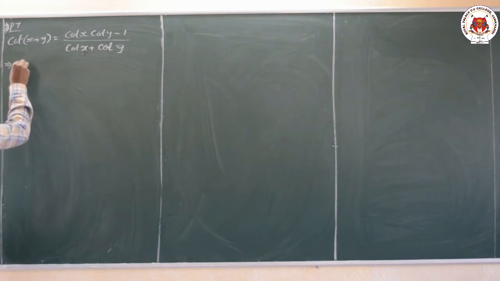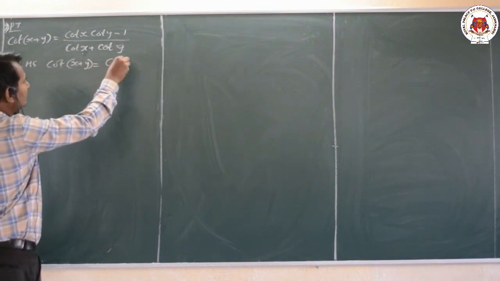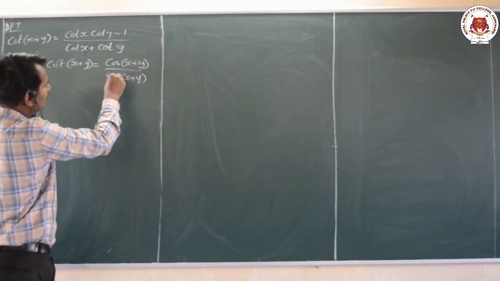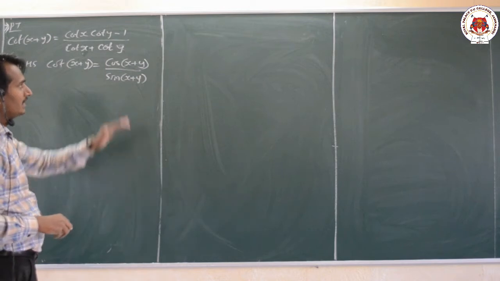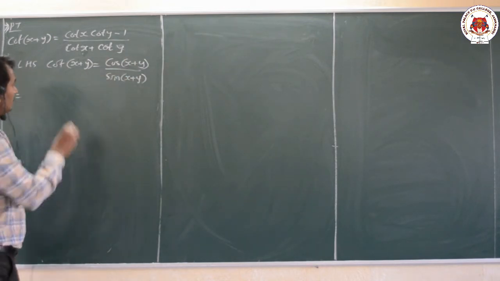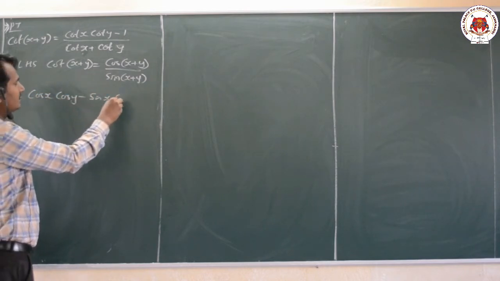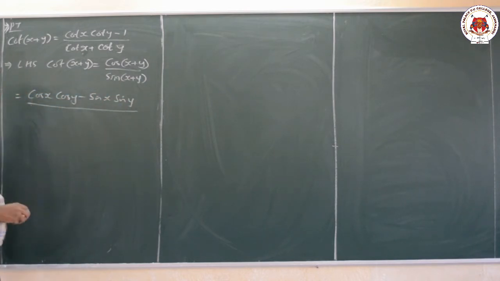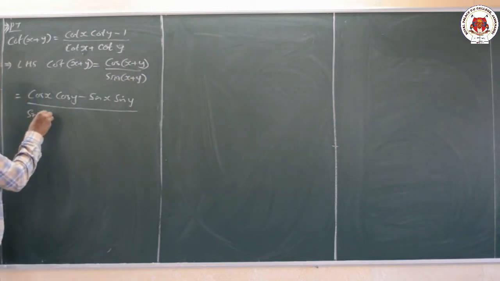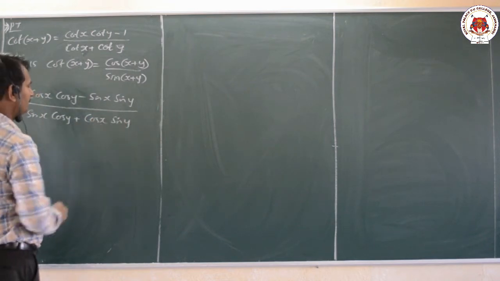So I will take the simple one. LHS is nothing but cot of x plus y. The value I can write as cos of x plus y divided by sin of x plus y. Now what is the formula for cos of x plus y? We have already learnt the formula: cos x cos y minus sin x into sin y, whole divided by sin of x plus y, which is sin x cos y plus cos x into sin y.